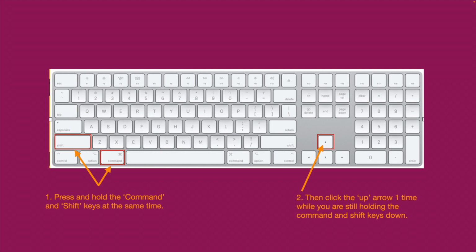Now, for the next step, you're going to go back to your QWERTY keyboard. This time, you're going to hold down the Command key and the Shift key at the same time. Once you have the Command key and the Shift key pressed and held down, with your other hand, click on the up arrow on the right side of your keyboard.